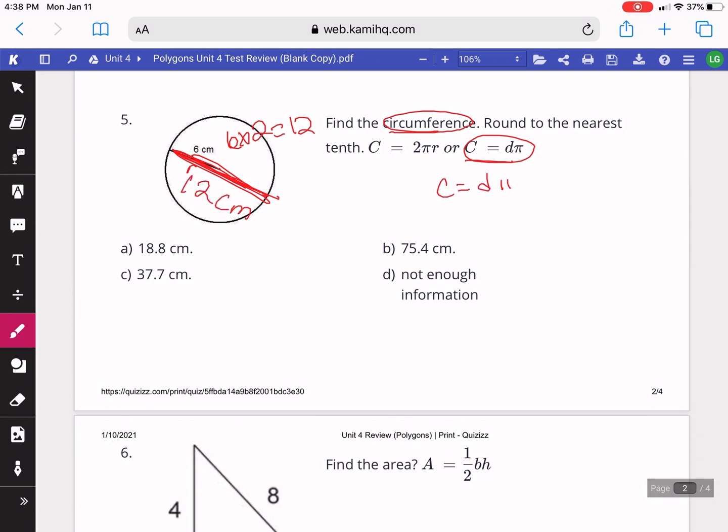So circumference is diameter times pi. The diameter is 12, and for pi we use 3.14. If you multiply 12 times 3.14 together, that comes out to 37.68, which is 37.7 when you round to the nearest tenth.